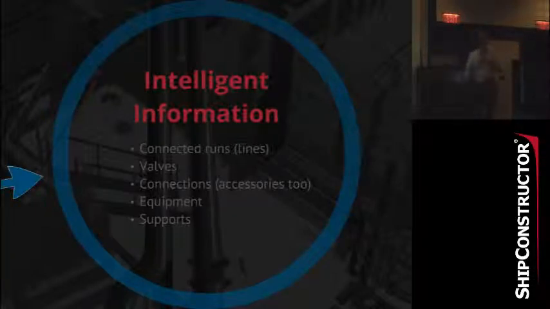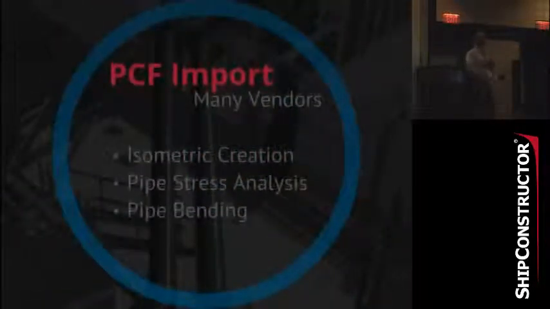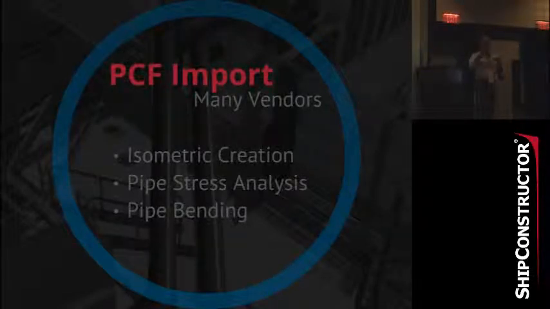Again, we're really pushing this, but the intelligent information, you can see it: connected runs, or in PCF parlance, lines, valves, connections, the accessories on those things, down even so far as nuts and bolts. It will tell you how many of those, what orientation, and where they're going. The equipment and the supports, and where those supports go and how they relate to equipment, or to structure.